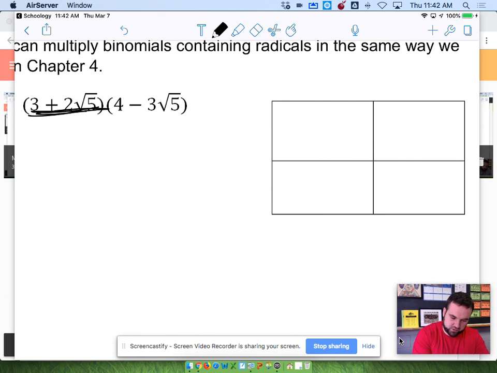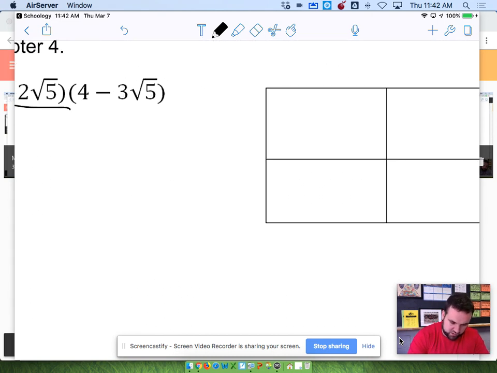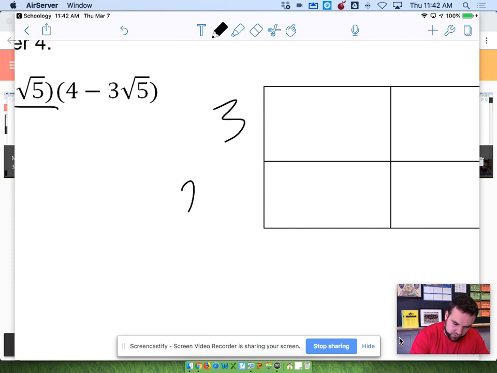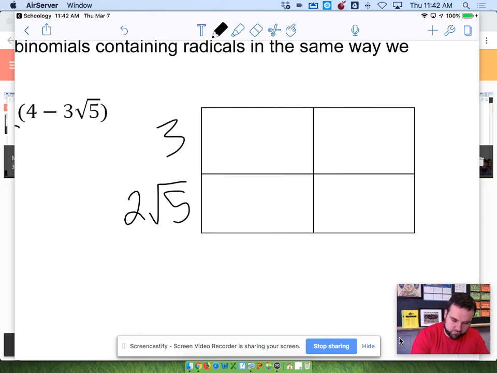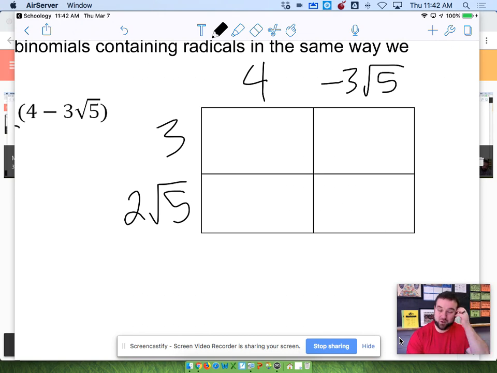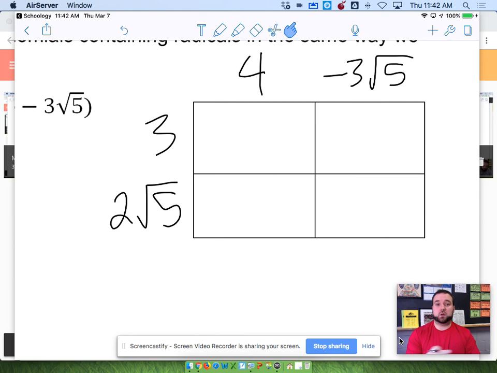So what I'm going to do is take those first two terms, 3 and 2 root 5, and those are going to be one side of the box, and then we're going to have 4 minus 3 root 5 on the other side. This is kind of your Punnett square from bio or genetics. And now we're just going to multiply to get the result in each box.